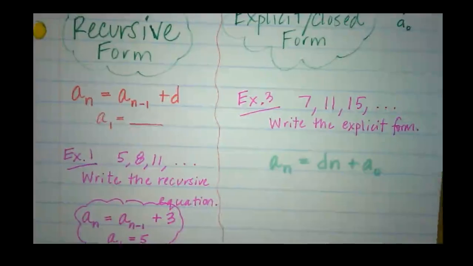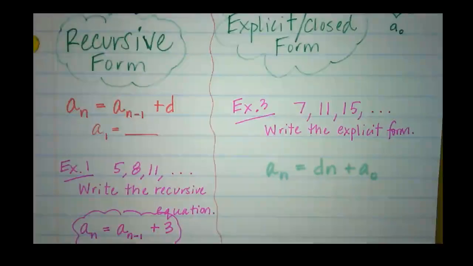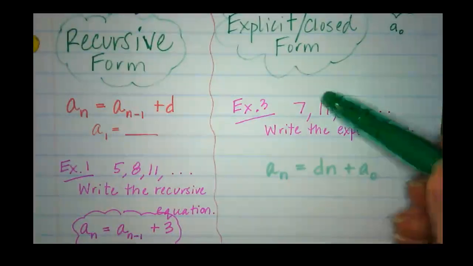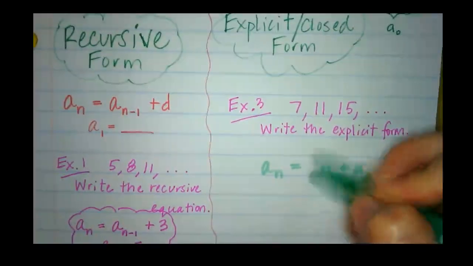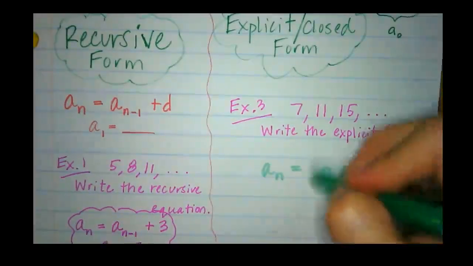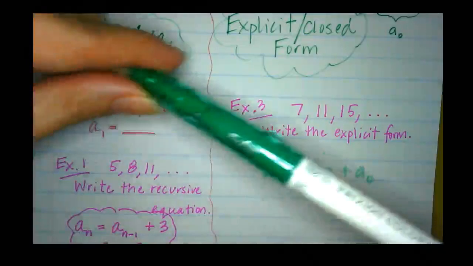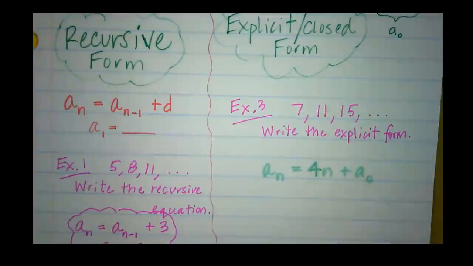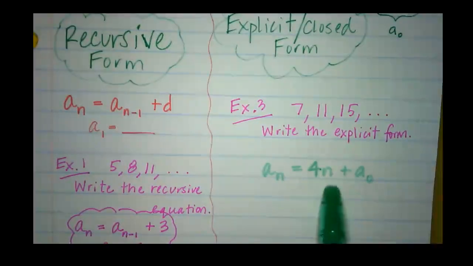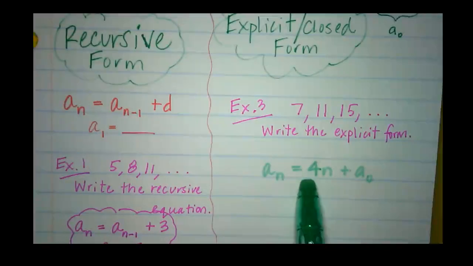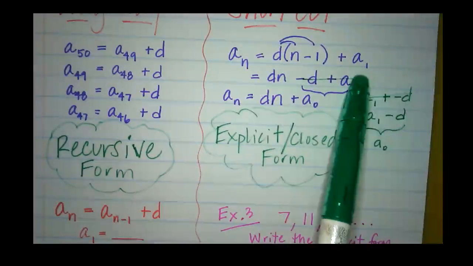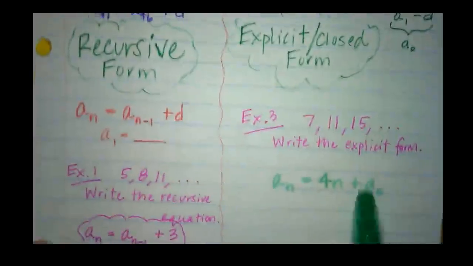Now, I did not specify which term you wanted, and that's because we're just writing the general equation for it. But, and this is going to be very cool, watch this. I know the value of D. The value of D is that I'm adding 4 each time. So I know that I need to multiply 4 by the term number that I want. But since I'm not subtracting that 1 from it like I was doing up here, and I'm not starting at A1, I need to come up with what A0 would be.